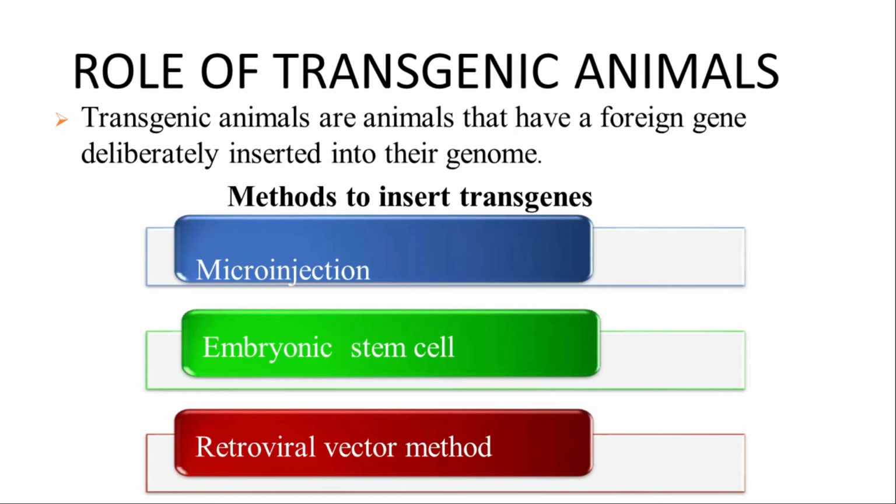Methods of inserting a transgene, how this can be inserted into the organisms or animals. So first is micro injection. First method is micro injection. Second is embryonic stem cell, and third is retroviral vector method. So these three methods are used for the formation of transgenic animals.